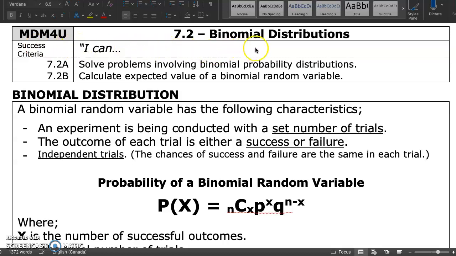MDM4U 7.2 binomial distributions. A binomial random variable has the following characteristics. An experiment is being conducted with a set number of trials. The outcome of each trial is either a success or failure. Trials are independent, so the chances of success and failure are the same in each trial.